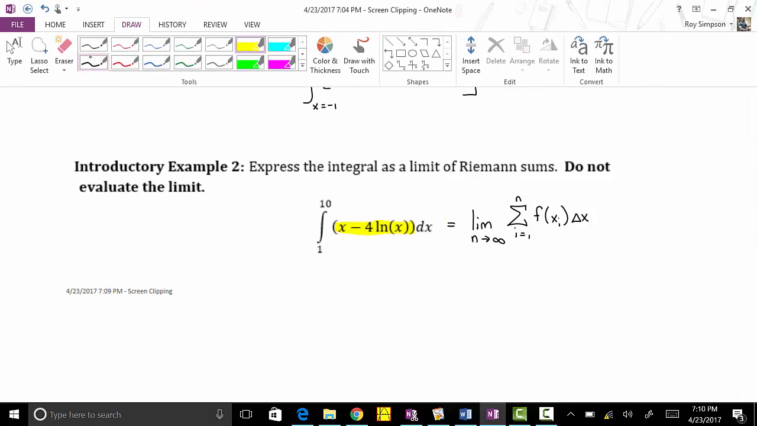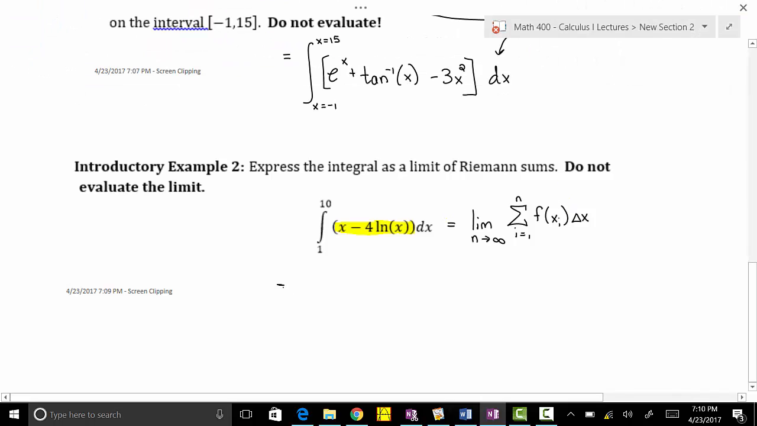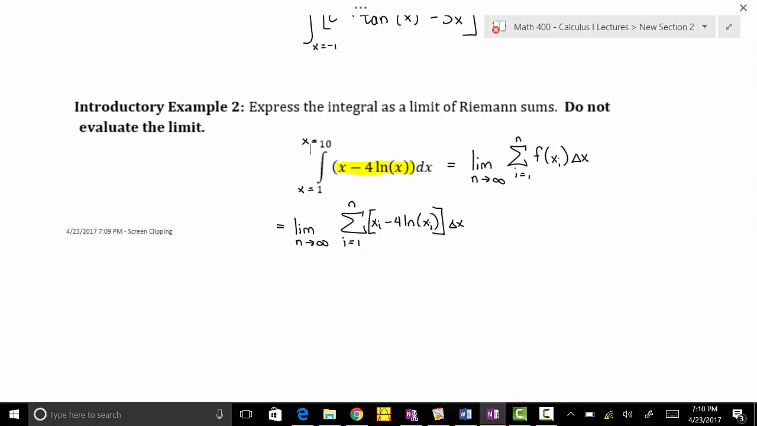And you might think, great, we're done. And maybe some instructors will allow you to stop there, but I will not. And here's the reason why. I think that you can go a little bit further here. So let me write this as x sub i minus 4 natural log of x sub i, times delta x. But they specifically said x is going from 1 to 10. So actually, I can find out what delta x is, and I can find out what x sub i is.